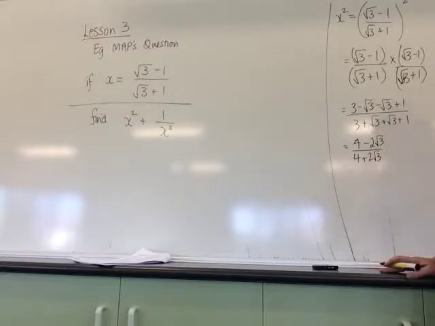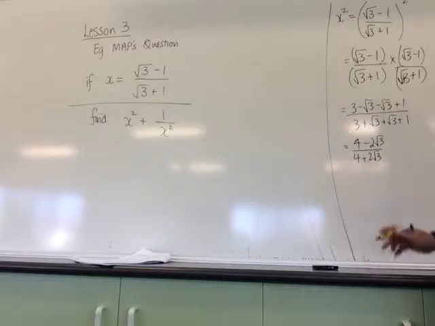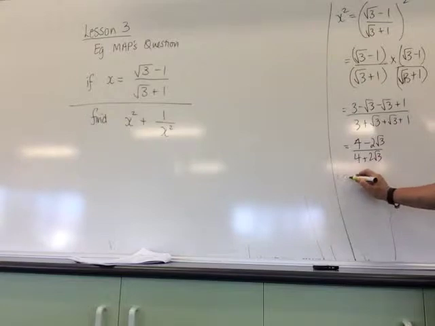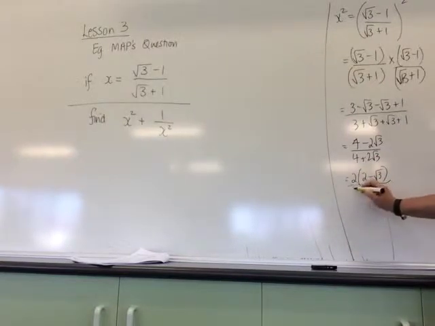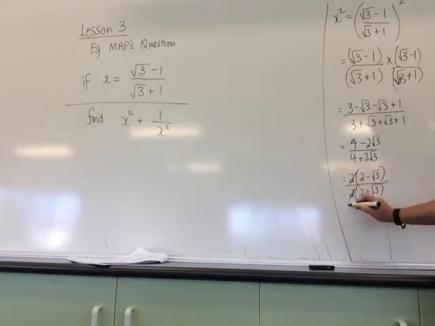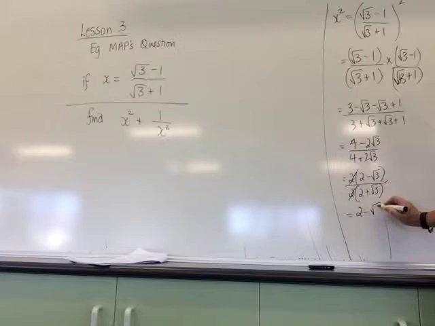Remember, with your working here it is always to simplify as much as possible. What you can see here is there's a common factor. So I'm going to take the 2 out the front to give me 2 minus root 3 over 2 outside of 2 plus root 3. They cancel to give me 2 minus root 3 over 2 plus root 3.